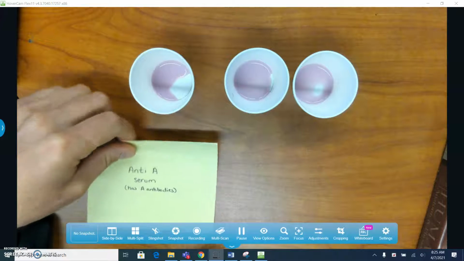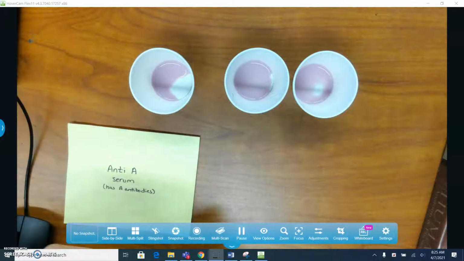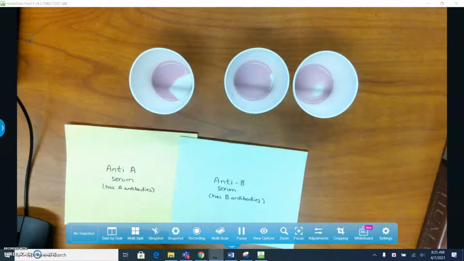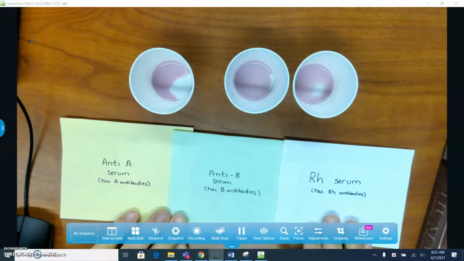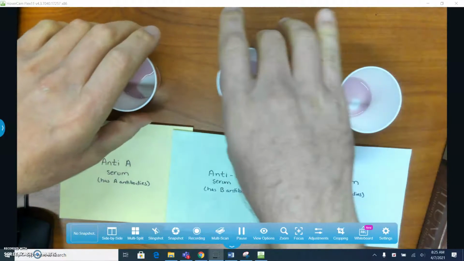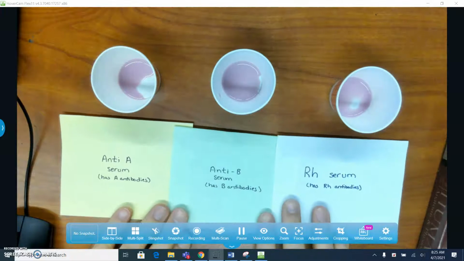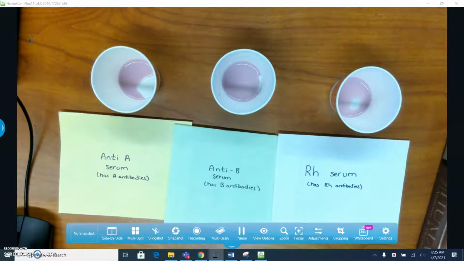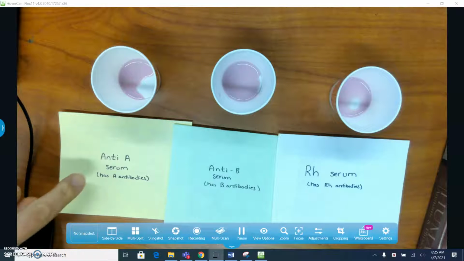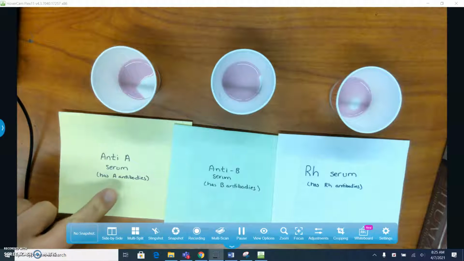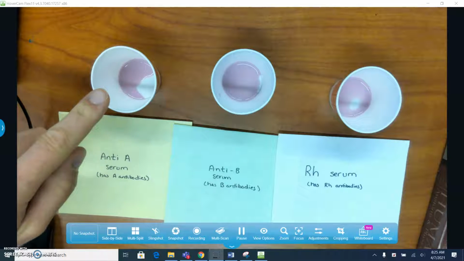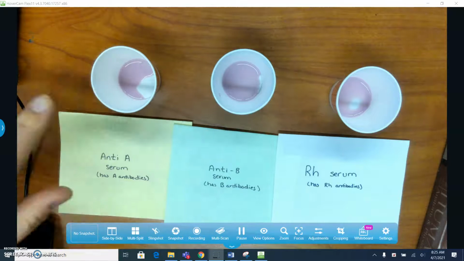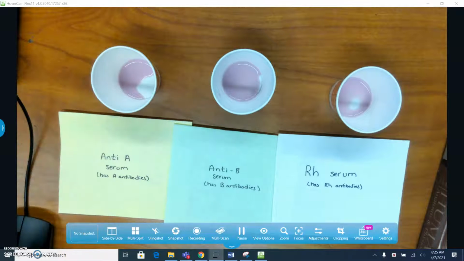Serums need to be tested separately from one another. Otherwise, you don't know which serum is causing the reaction. So in order to get somebody's blood type, you actually need 3 samples of blood from the same person. What we can do is mix in anti-A serum, which has the A antibodies. If we see clumping going on in this blood sample, we know that this blood has the A antigens.